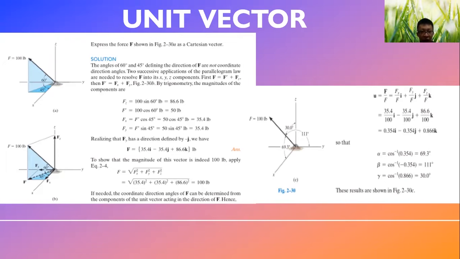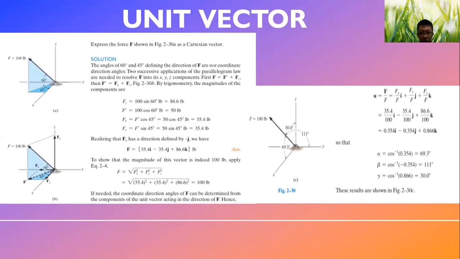And then the Fx, since we have a 45 degree between the Fx and also the F prime, we use the cosine rule, the cos, and then it will be F prime cos 45, and the Fy will be negative F prime sin 45. Since it's the left side, the total F will be F equals 35.4 I minus 35.4 J plus 86.6 K pound.